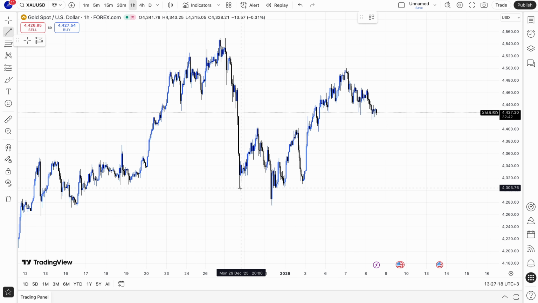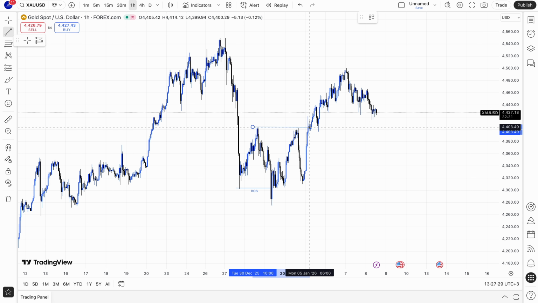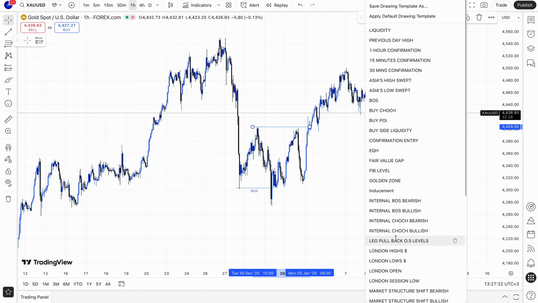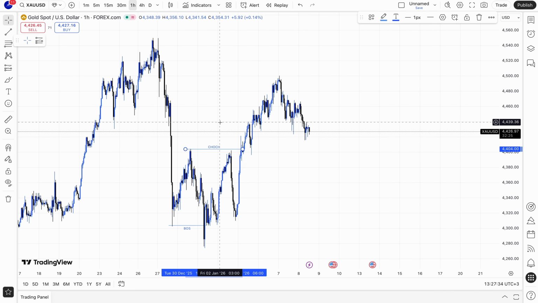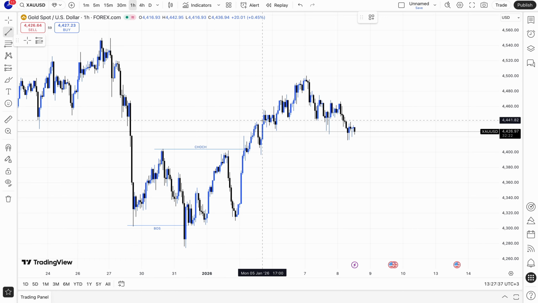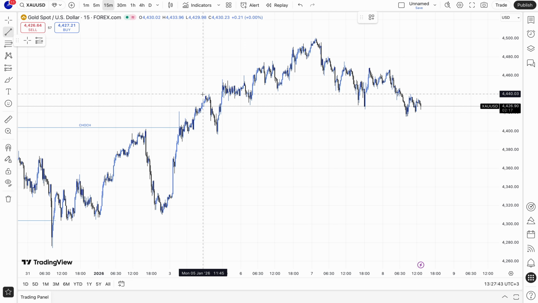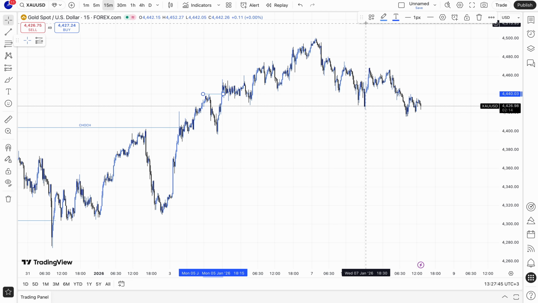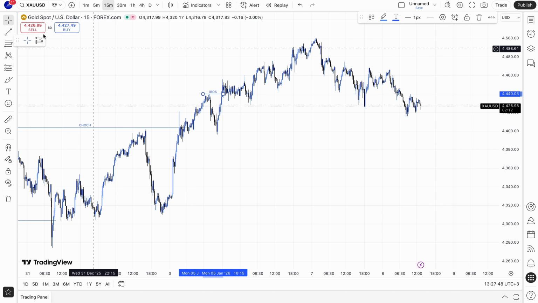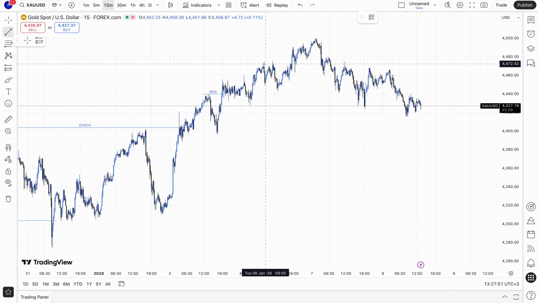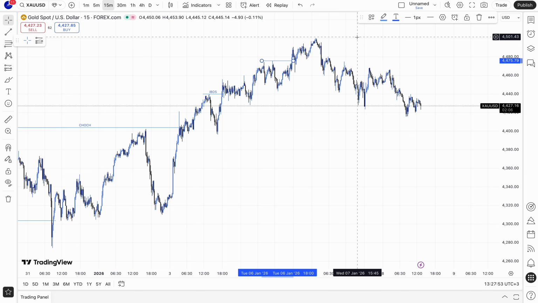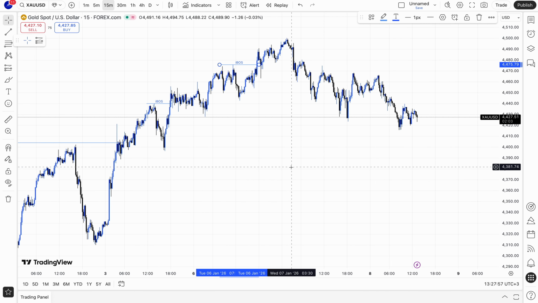And this is our break of structure to the downside, and then you got our external change of character to the upside. So you have to move to 15 minutes of our order flow or internal market structure. Break of structure to the downside, to the upside, and another break of structure to the upside.